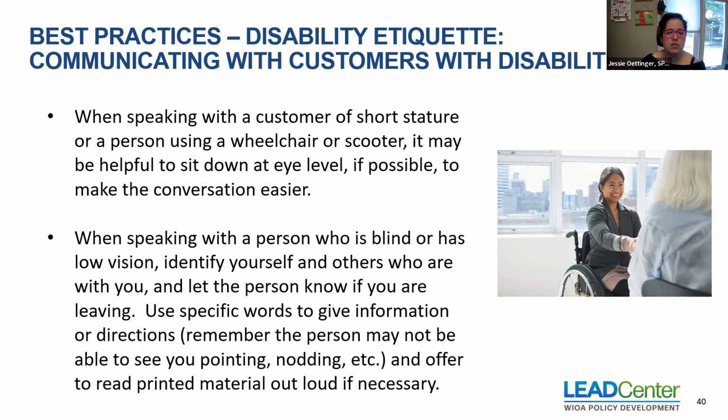When you're speaking to a person who is blind or has low vision, identify yourself and others who are with you so that you're helping orient them to the context of the room, and let them know when you're leaving. It's also important to use specific words to give information or directions. So if you're pointing somewhere or referencing something with a gesture, they probably can't see that. And so make sure that a lot of what you're trying to communicate is coming out via words.